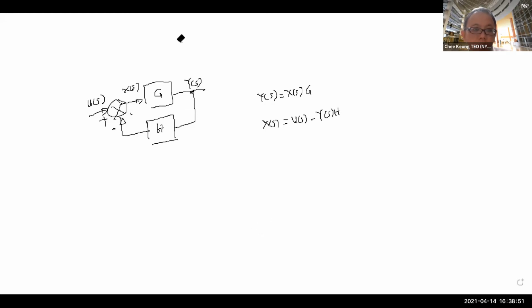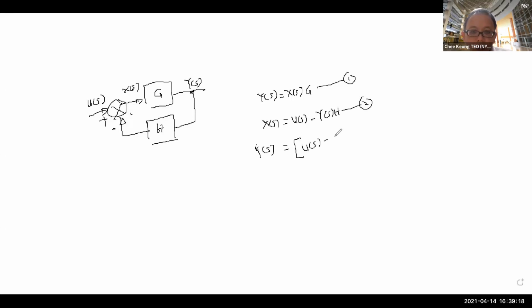Now, with these two equations, how do I manipulate so that I can get... I actually don't want the X, because X is already here. So what I can do is, if I call this equation 1 and equation 2, now if I substitute 2 into 1, what I get here is Y of S will be equal to X, where X is U.